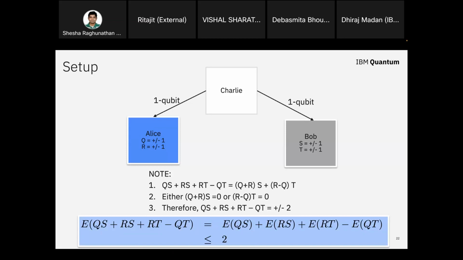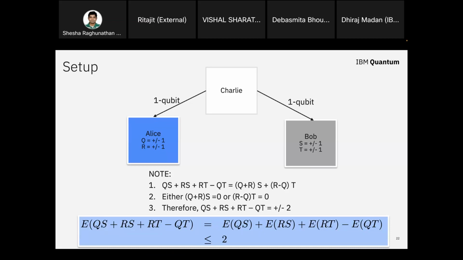John Bell in 1964 revisited that particular argument, expanded on that thought, and said, what can we calculate if you did have entanglement? Now, that's the context to this particular work.